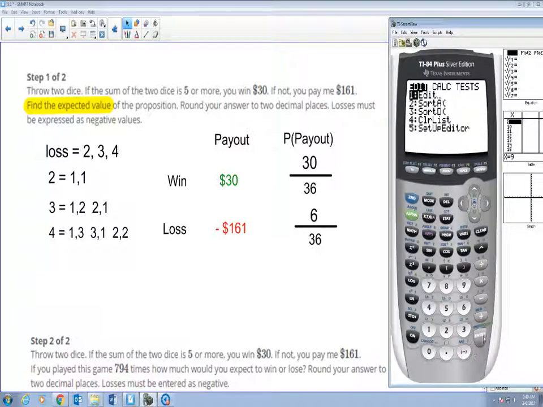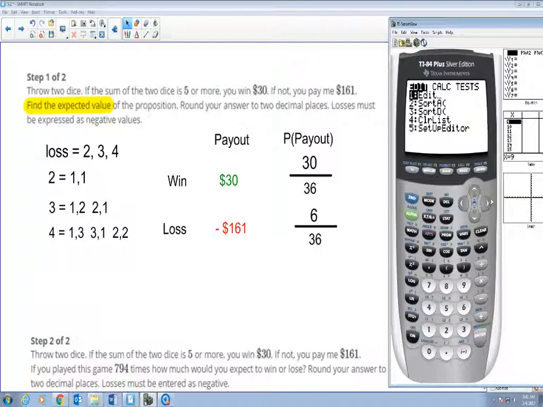Go back to stats, edit. I'm going to clear out my L1 and L2. I win $30 or negative $161. The chance of winning is 30 out of 36. Chance of losing 6 out of 36. So if we're typing like this, it automatically gives me the probability of winning and losing. Alright. So it looks like I got a lot more ways of winning.